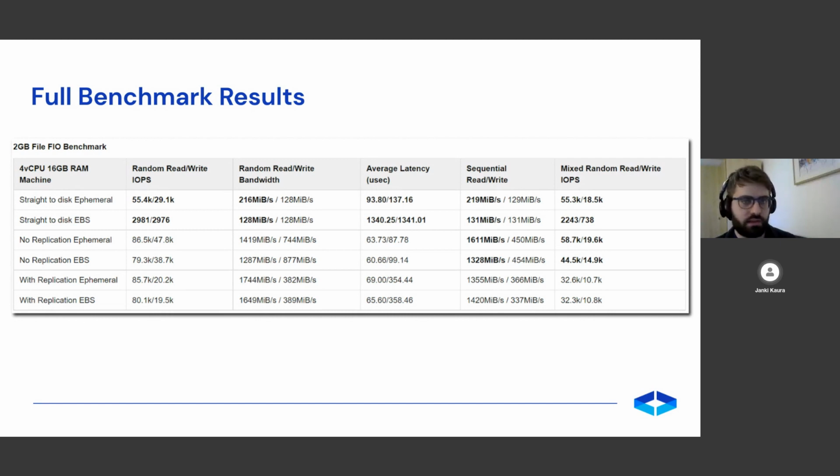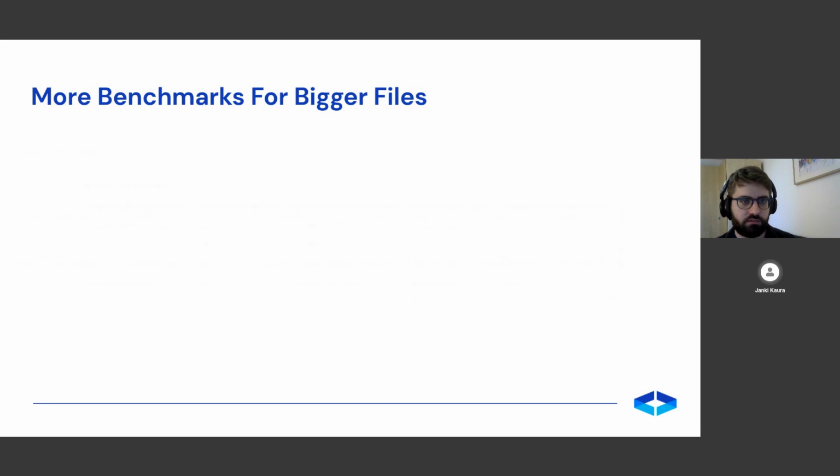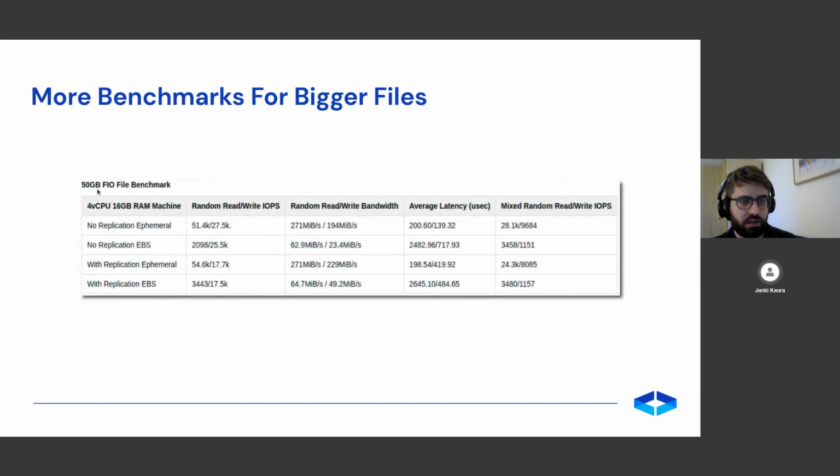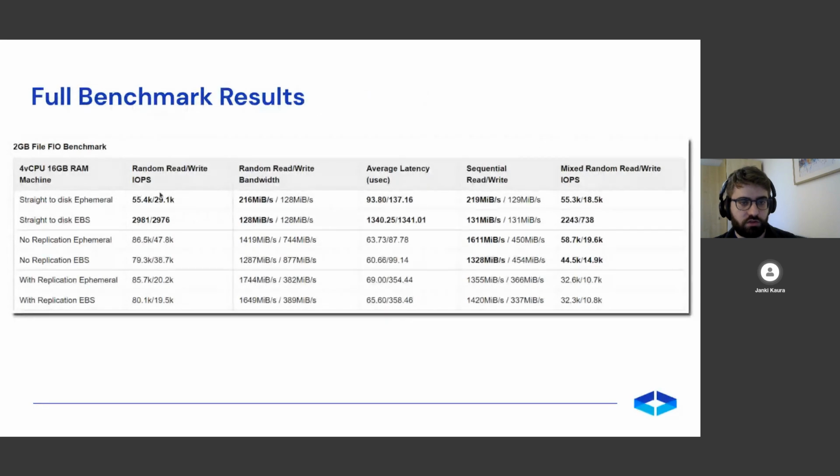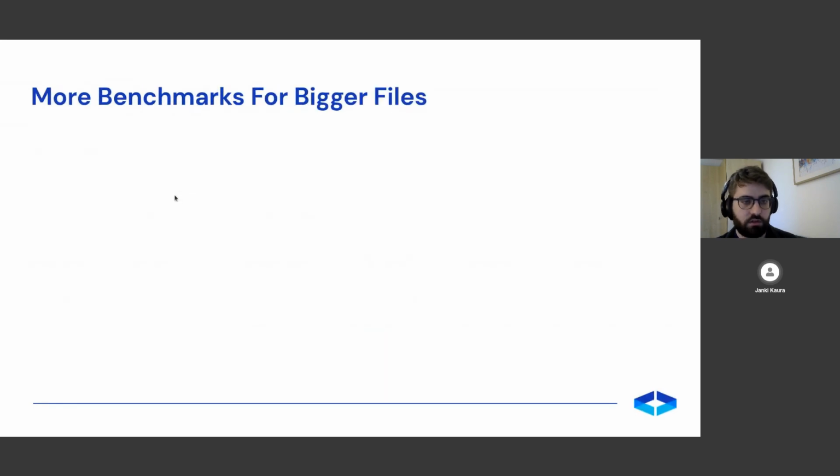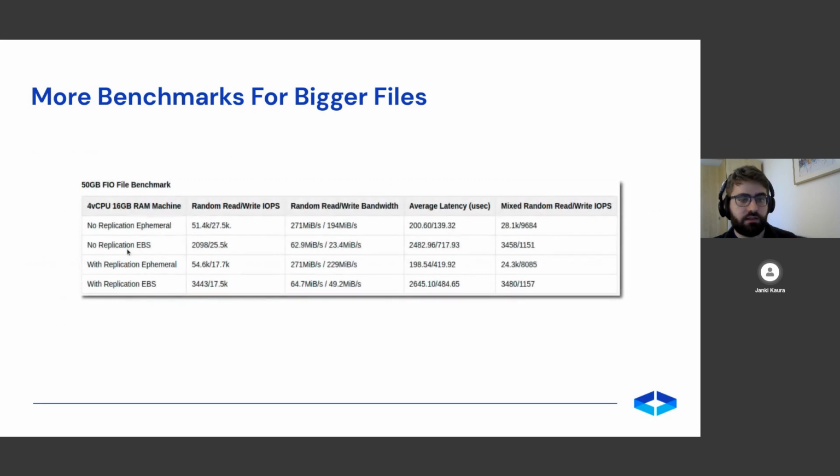So let's try similar benchmarks, but with a much bigger file. The same benchmark with a 50 gigabyte FIO file. You can see the results make a bit more sense. Again, no replication Ephemeral, 51K IOPS, 27K for read, which is very close to how it was for random read and write, straight to disk. And for EBS, this time we can see that you can't really cache reads for such a big file, but thankfully you can actually cache writes. So we're able to have much faster IO on writes.